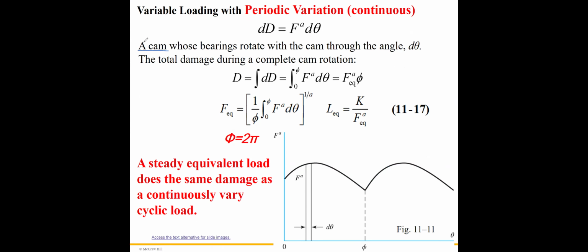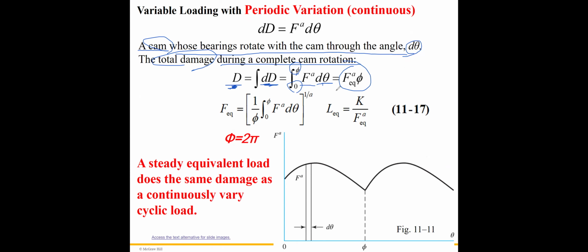Consider a cam whose bearings rotate with the cam through the angle d theta, and the total damage during a complete cam rotation equals the integration of the damage from 0 to phi, F to the power of a times d theta, which equals Feq to the power of a times phi.